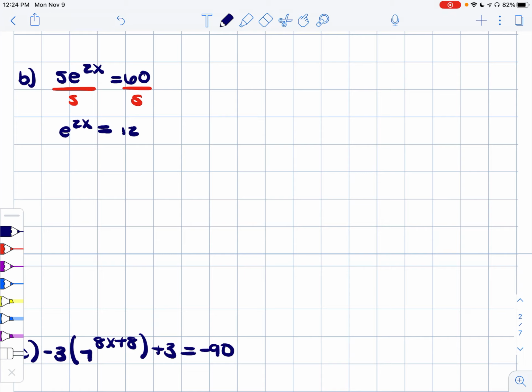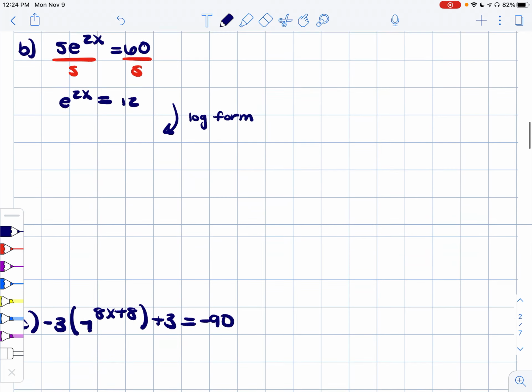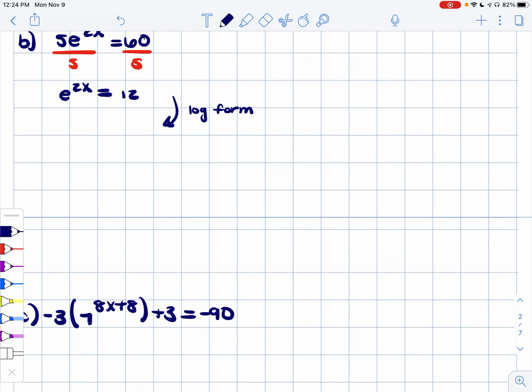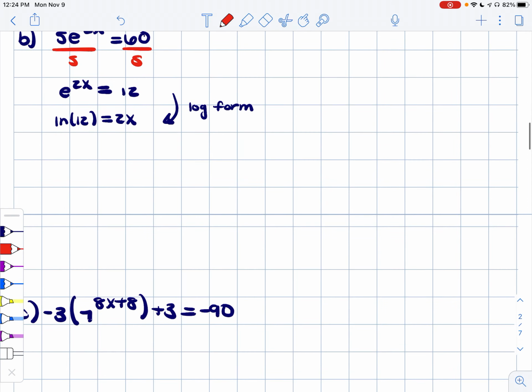Once you isolate the exponential term, then you can switch it into log form. And remember that the log with a base of e is the natural log. So this becomes the natural log of 12 is equal to 2x. Solve for x, so divide by 2 on both sides. And we end up with x is equal to the natural log of 12 divided by 2. So that is our exact answer.